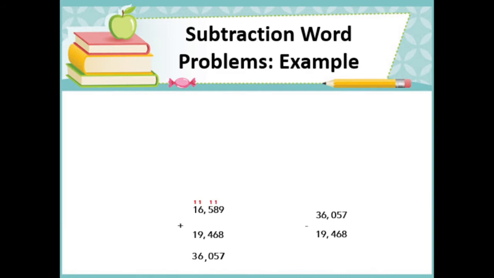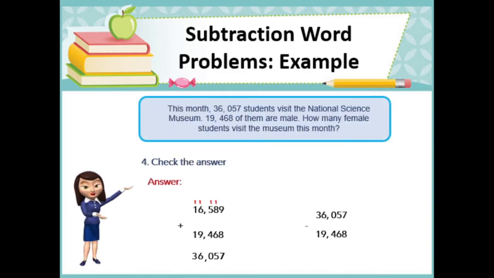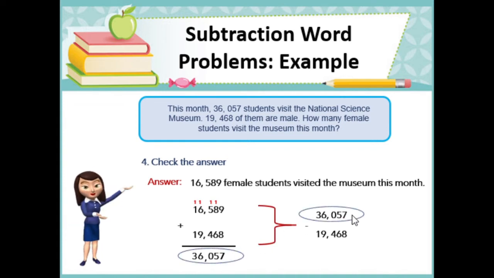Okay. We are down to our last step, and that is to check our answer. We check the answer based on their relationship. So since we performed the subtraction, to check the answer, we will do the addition. And if you can see, 36,057 is the same as 36,057 over here, which means our answer is correct.